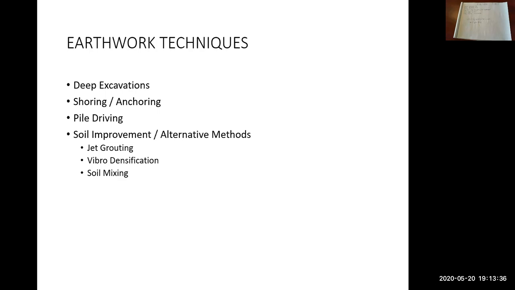So that next one there, soil improvement, alternative methods. So some different methods there. So jet grouting, vibrodensification, soil mixing. All three of those are on Hayward Baker's website. So I recommend having a look at those. We're not going to get into those techniques in this course. Just be aware that they're there.